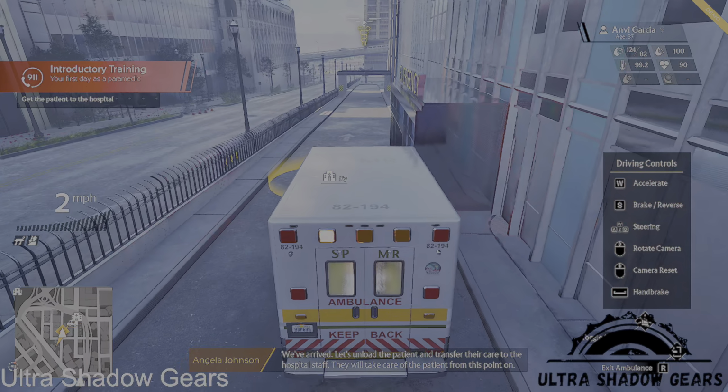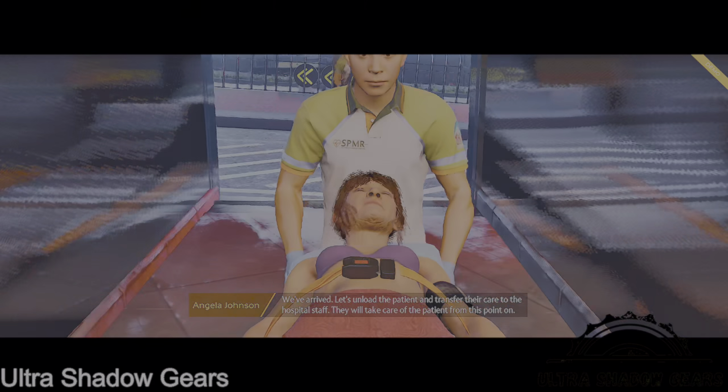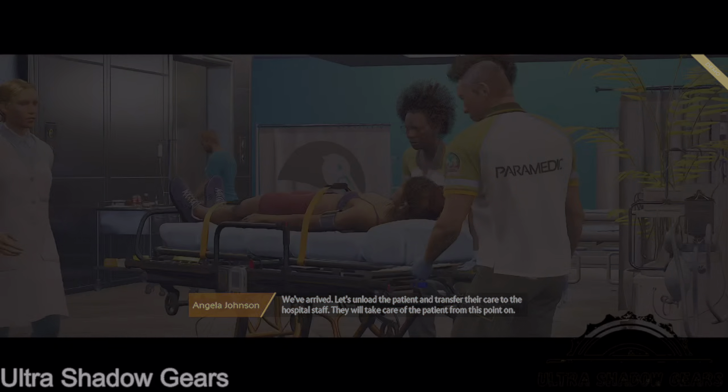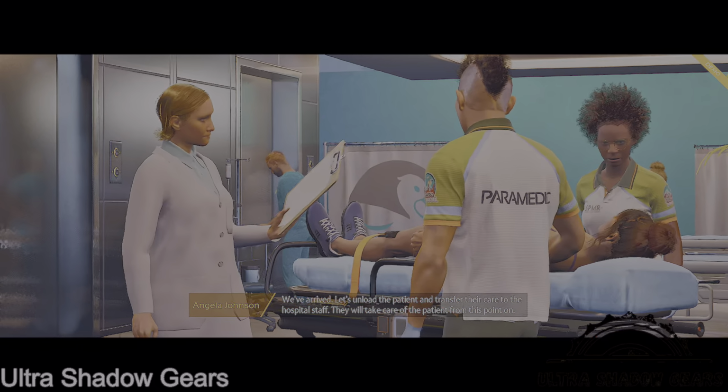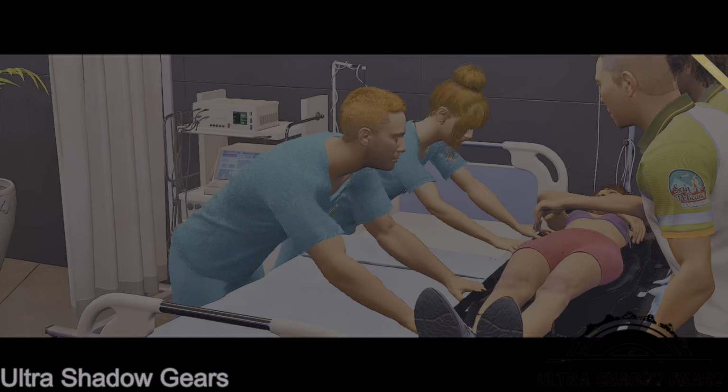We've arrived. Let's unload the patient and transfer their care to the hospital staff. They will take care of the patient from this point on. Let me see. We take over from here.